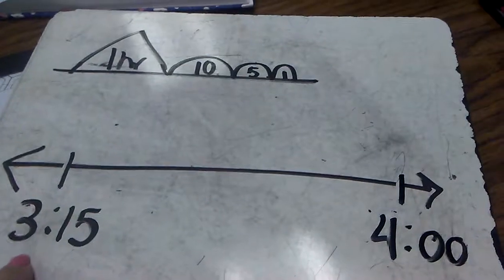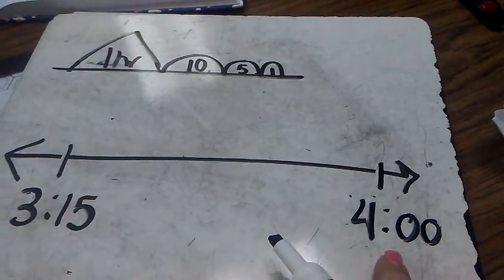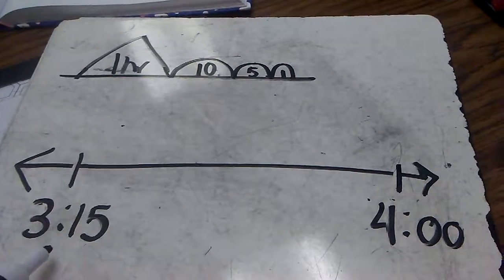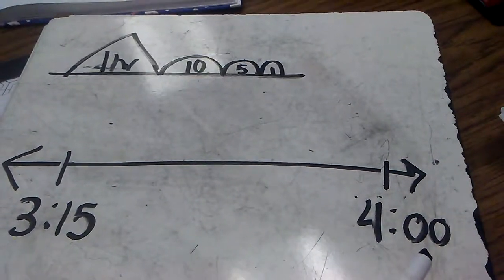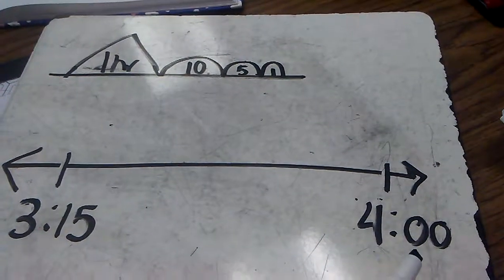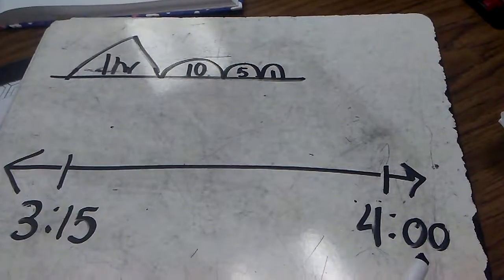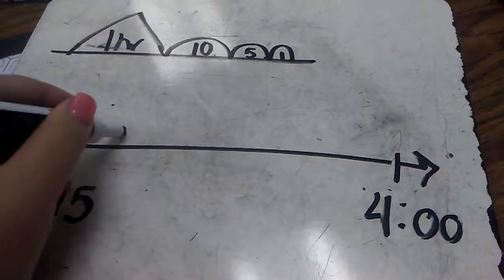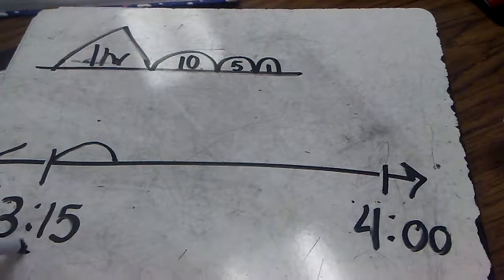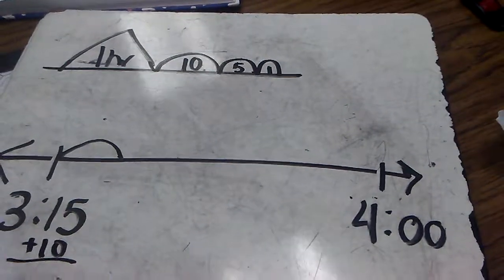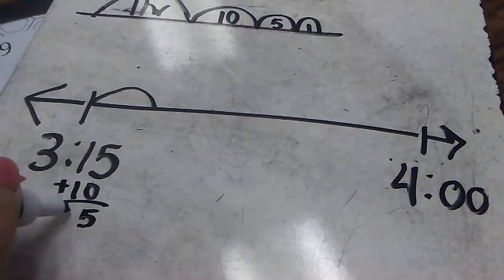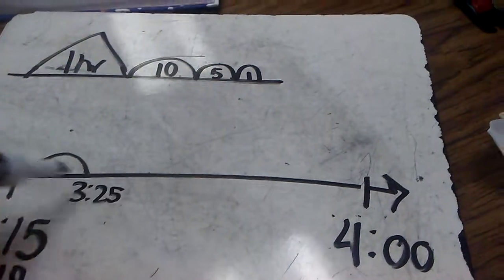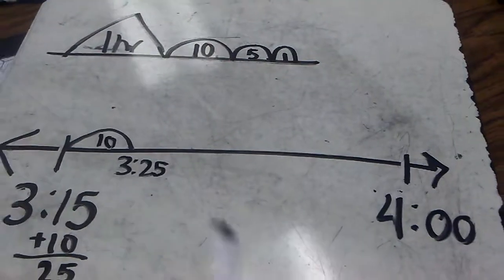My start time goes on the left, my end time goes on the right, and in the middle is my elapsed time. Well, if it starts at 3:15 and she gets back at 4, I don't have enough time to do an hour jump. So I'm going to have to do a 10-minute jump. So 10 minutes after 3:15, that's just 15 plus 10, which is 25, will be 3:25. And I got to remember to label my jumps.